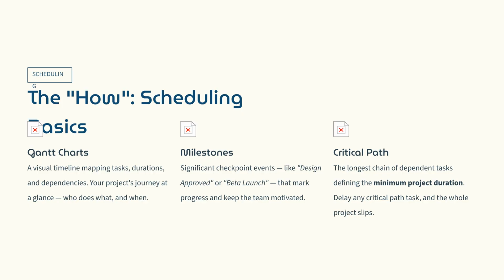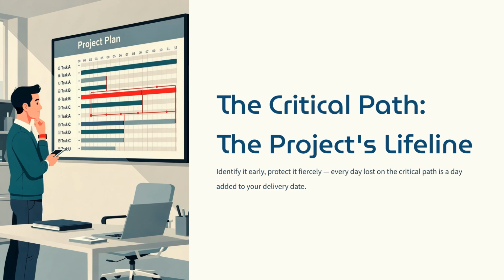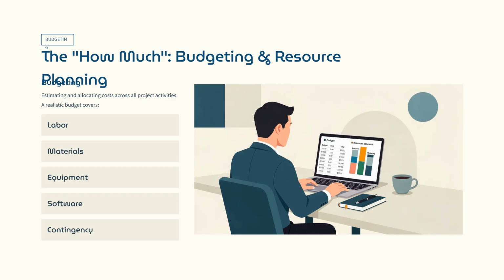The how of planning covers scheduling basics like Gantt charts for visual timelines, milestones for checkpoint events, and the critical path, which defines the minimum project duration. The critical path is the project's lifeline. Identifying and protecting it early is vital, as any delay on this path directly adds a day to your final delivery date. The how much involves budgeting and resource planning.